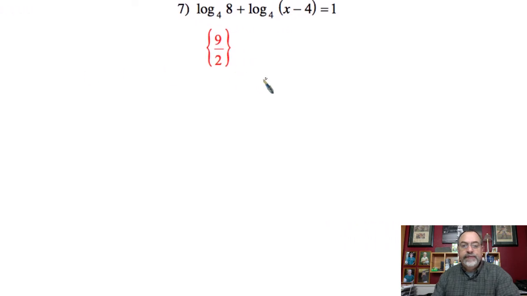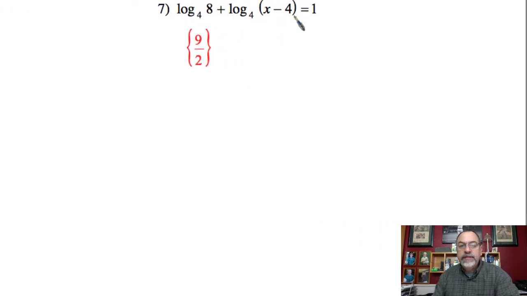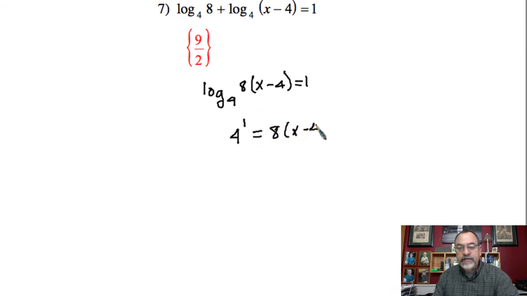All right, looking at number 7. We have multiple logarithms. Now remember, these parentheses are very important that we hang on to those as we go forward, so just keep that in mind. So the logarithms are on one side, so we can go ahead and get them down to a single logarithm. So we have 8, and then a plus sign means times, and then we have x minus 4 is equal to 1. Now that it's a single logarithm, we undo it by doing the inverse function, which is exponential. So the base is a 4. The exponent is a 1, and that 4 to the first power is going to equal 8 times x minus 4. And now we have a nice equation that we're used to solving.